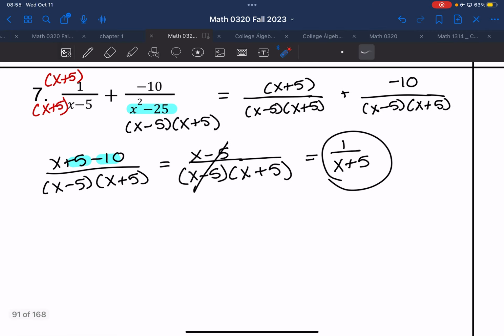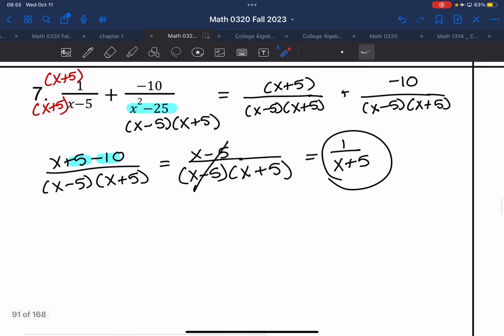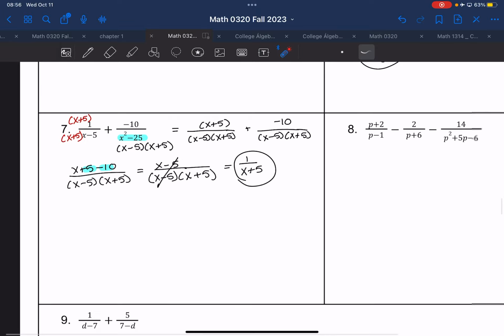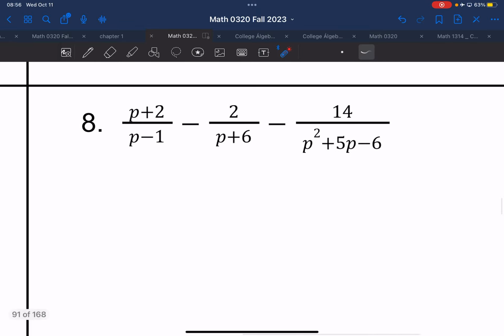So on these type of problems, if you see a perfect square as the denominator, factor that first because more likely than not, it's going to match up with something in your other denominator. Any questions so far? Okay, let's look at number 8.